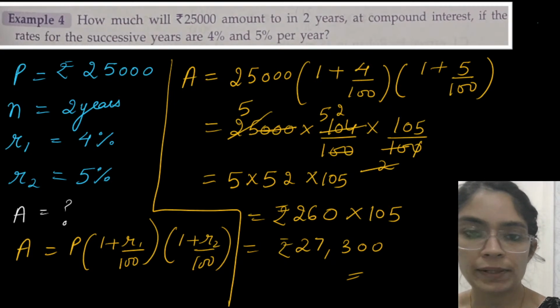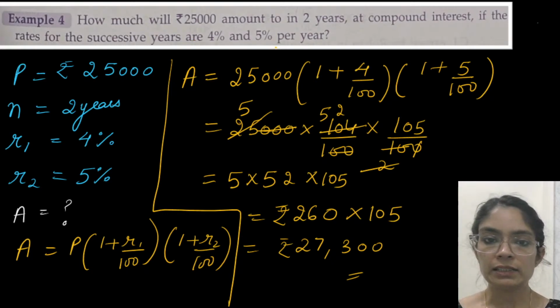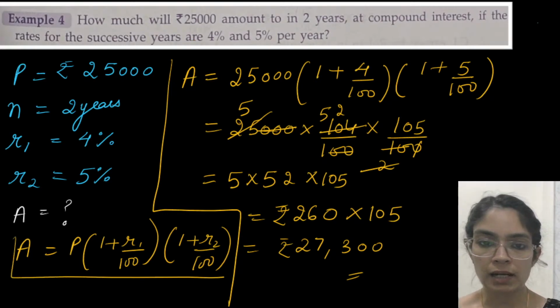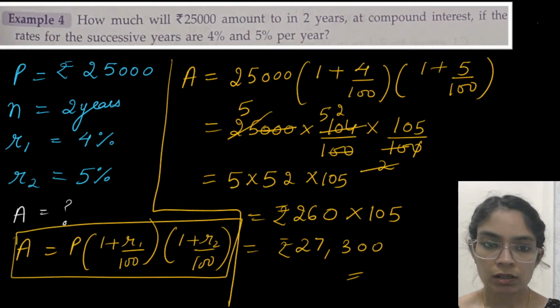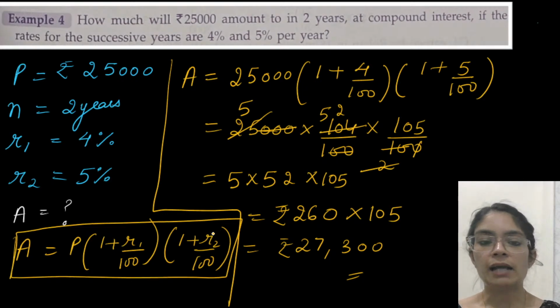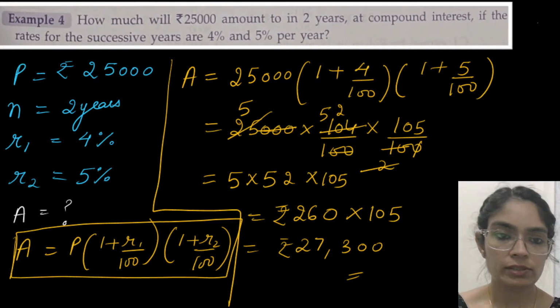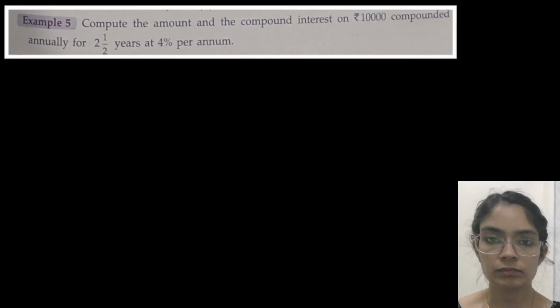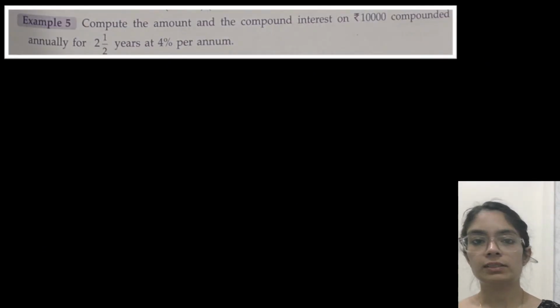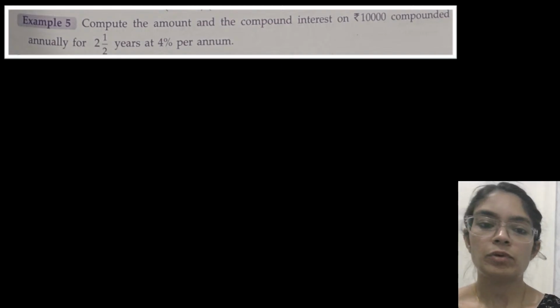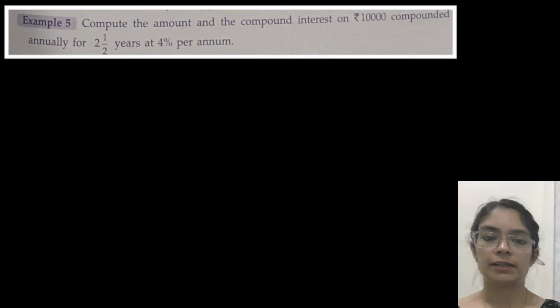Okay, let's do next question. Till now 4 questions we have completed. In the fourth question rates were different, so we applied this formula where we can apply R1 and R2 as the successive rates. Okay, let's do next question, question number 5. Same thing we will do. First of all, we will see what is given to us and what we have to find. This is the first step. Always write given things and what we have to find.